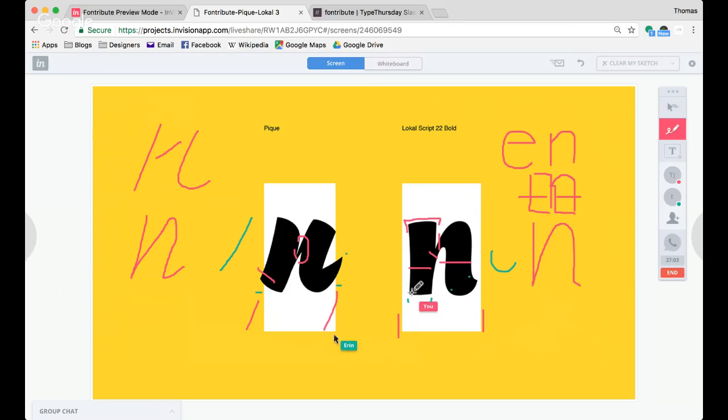I'm saying it's kind of really cool how the weight changes. It looks like there's pressure being applied when you're writing it, which is kind of neat, like a slow pressure. Whereas Pique feels like very, very fast movement.